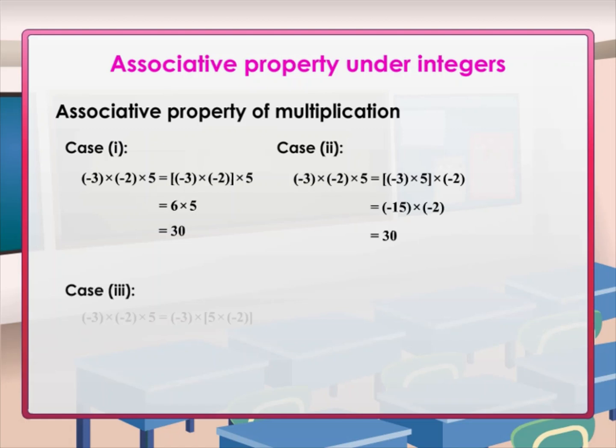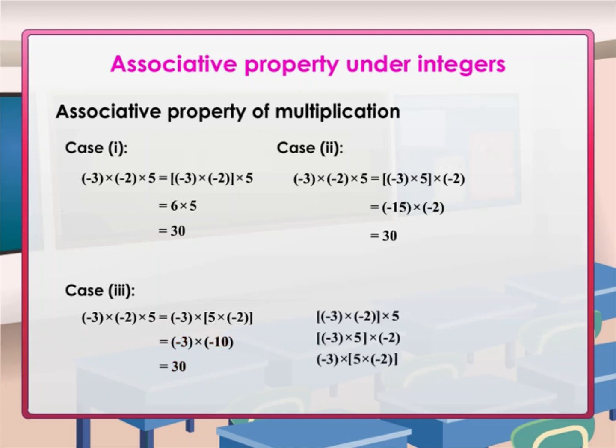Now let's take the group of minus 5 and 2 first and then multiply. So we get 5 multiplied by minus 2, then we multiply by minus 3. 5 multiplied by minus 2. We know it would be 10 with a negative sign, so this is equal to minus 10 multiplied by minus 3. Here we multiply two negative integers, so the answer would be a positive integer. 3 multiplied by 10, and the answer would be 30.